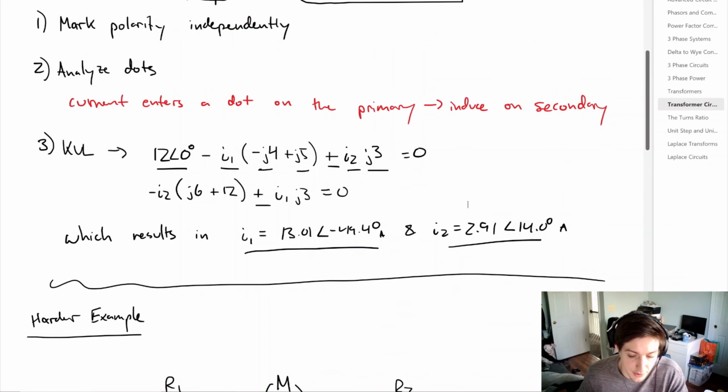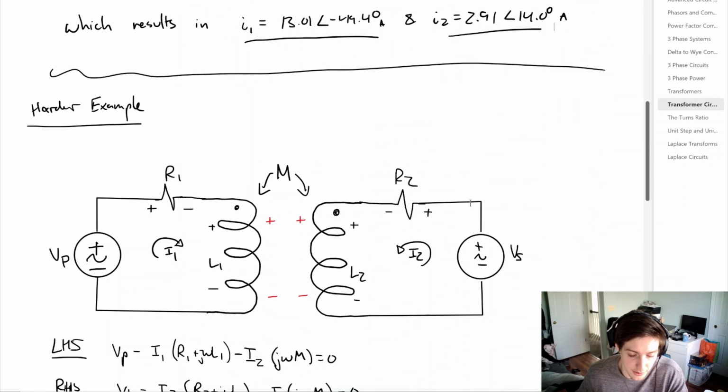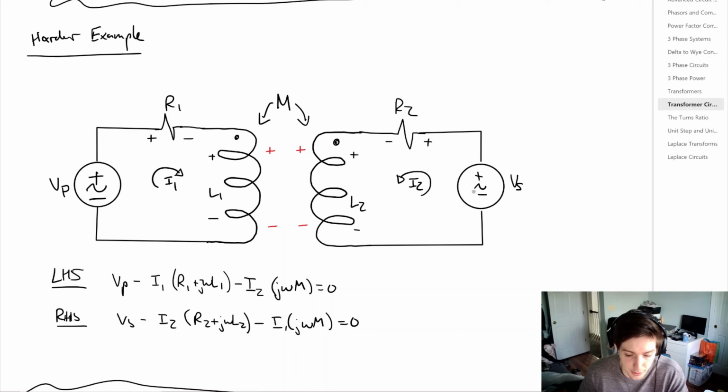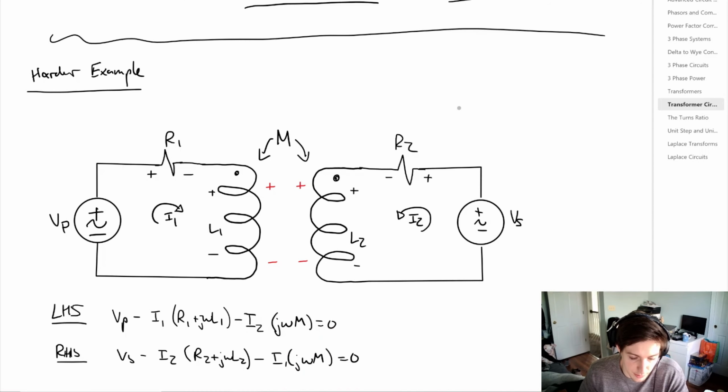So going up in difficulty, we're going to look at a harder example where we don't just have a load on the secondary, we also have a voltage. So we're just going to call a primary voltage and a secondary voltage. So if we have our current labeled clockwise, again, we're going to get a voltage drop over R1, voltage drop over L1, and we have current entering the dot here.